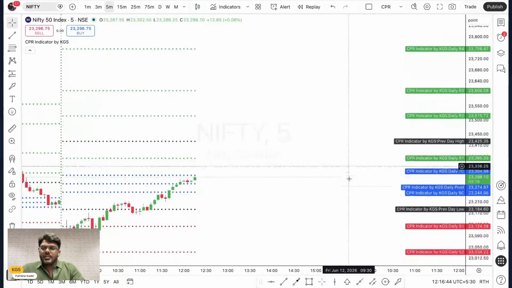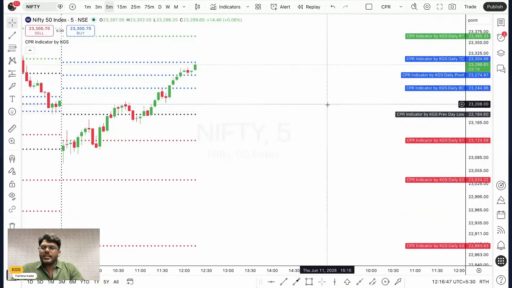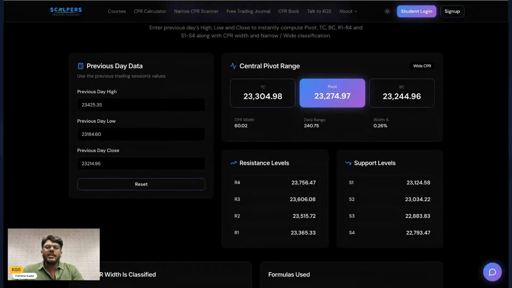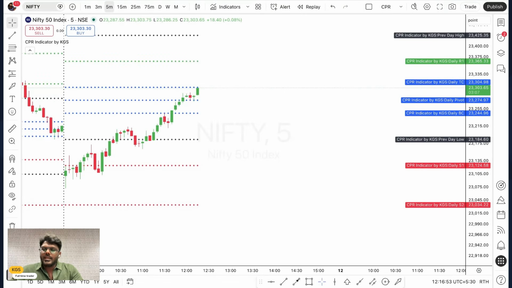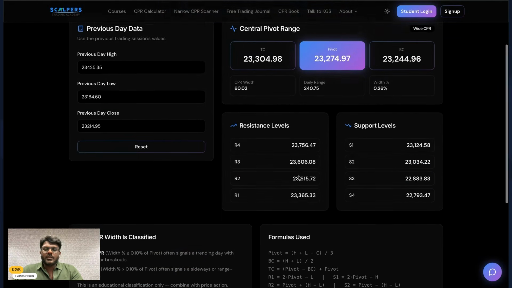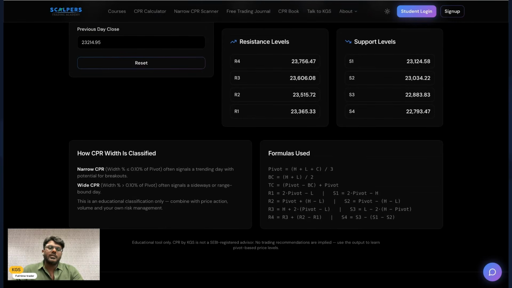Here we can see the TC level is around 23,304, and of course it's matching. And here the pivot is 23,274. It's matching. And the BC is 23,244, and that too is matching. And you can see 4 resistance and 4 support levels. You can see the formula which we have used for this calculator.